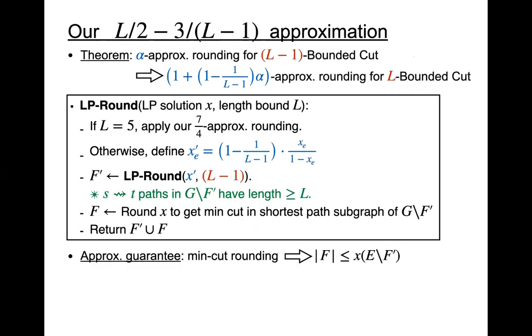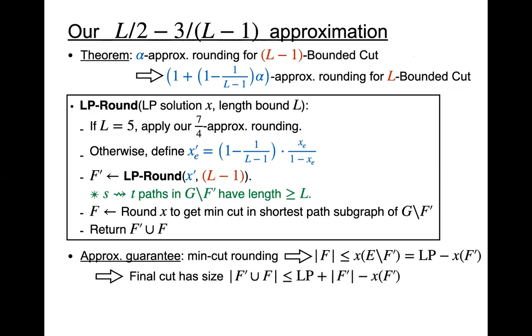Okay, so let me talk about the approximation guarantee for a minute. As I mentioned in the last step, the min-cut rounding is exact, so we get a set F of cardinality at most the LP value of the edges excluding f prime in the remaining graph. So it's the LP value minus the LP value of f prime, which means that the final cut has cardinality at most the LP value plus the cardinality of f prime minus the LP weight of f prime. So we need to bound this last expression, the cardinality of f prime minus its LP value.